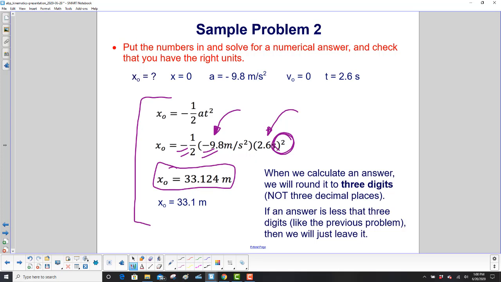So we're going to make a rule. Whenever we have an answer, we are going to round it to just 3 digits. We don't care about the decimal places, just 3 digits. So here we have what? That's 5 digits. We want 3, so we're going to round that to 33.1 meters. Okay, this way we'll just keep it simple. We won't worry about significant figures yet.